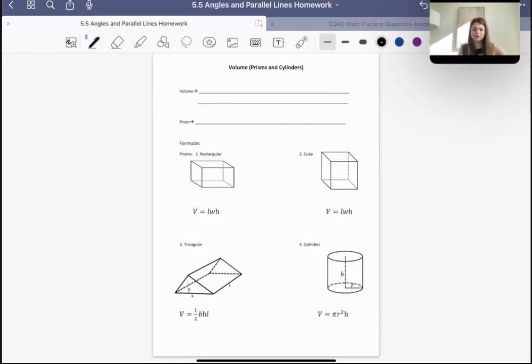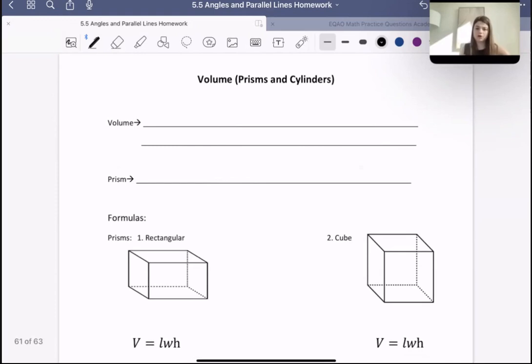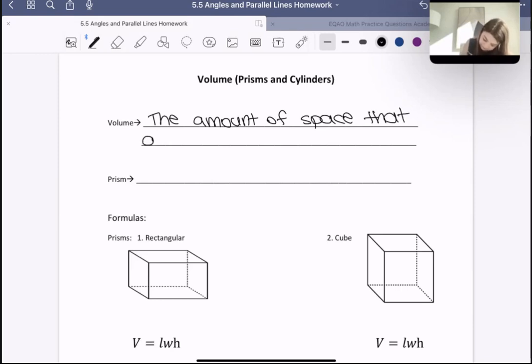Okay, so let's review what is volume. So, volume is the amount of space that an object occupies. Good. And then prism. Well, what is a prism?